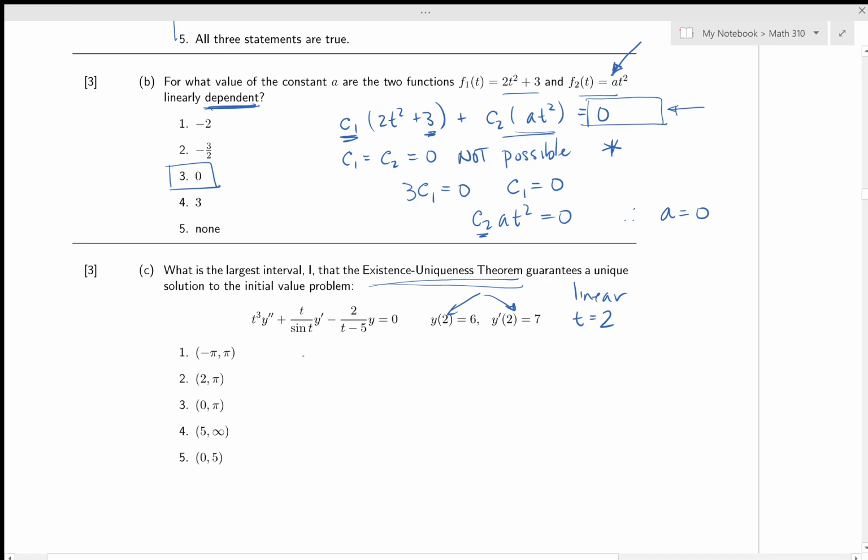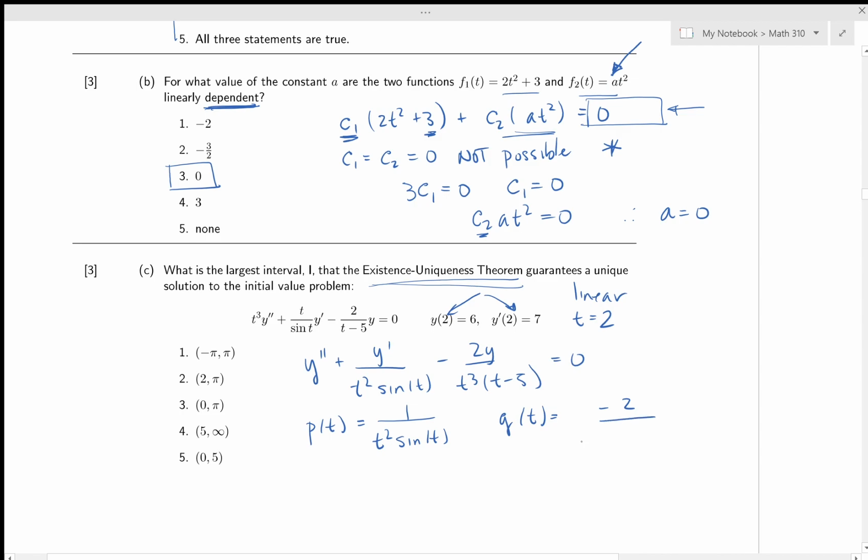Okay, so then I write the differential equation in the standard form. That looks like this. Okay, and I see then I can identify P of t. P of t is 1 over t squared sine t, and Q of t is minus 2 over t cubed times t minus 5. Okay, and it's pretty easy to see now where the problems are, the discontinuities.